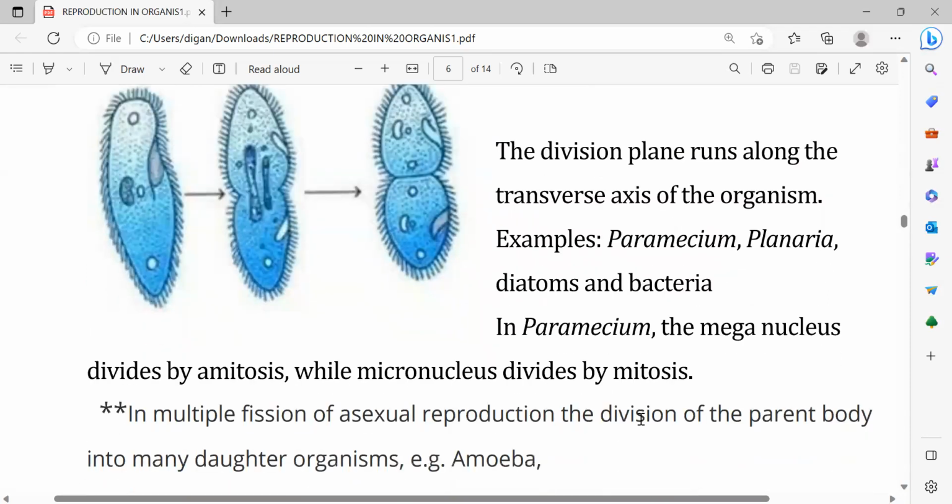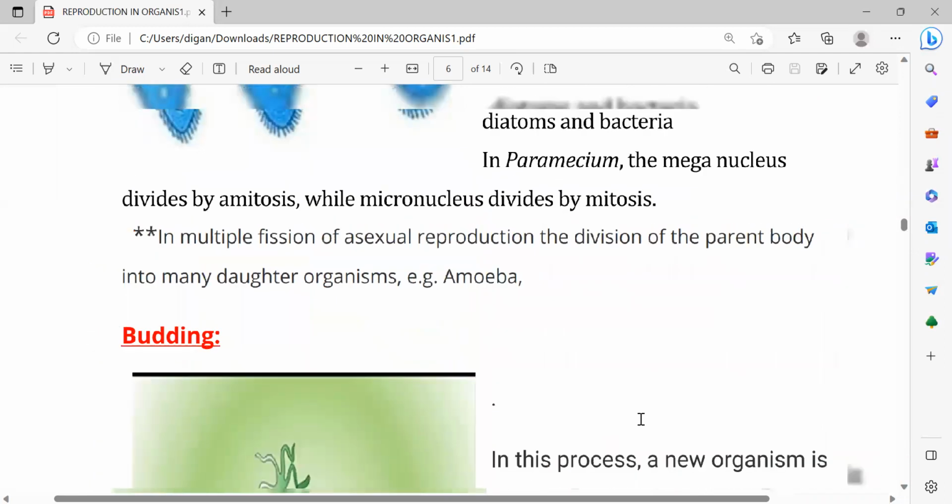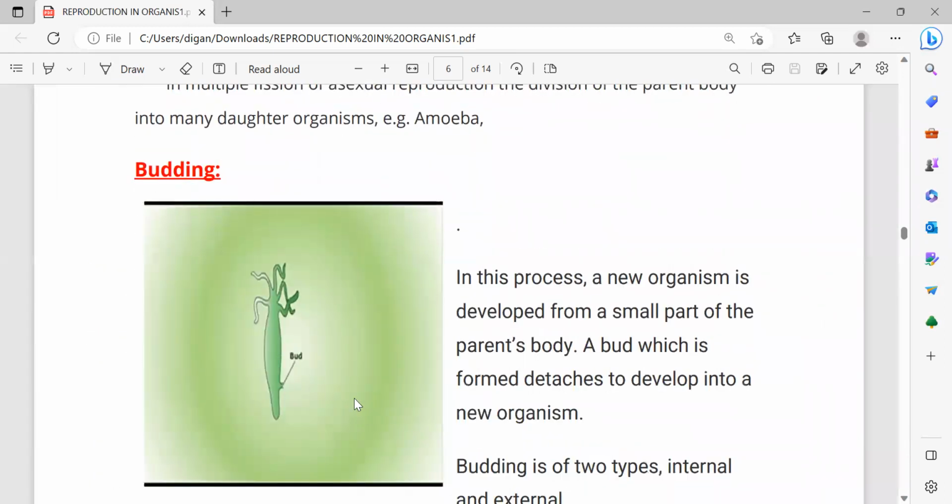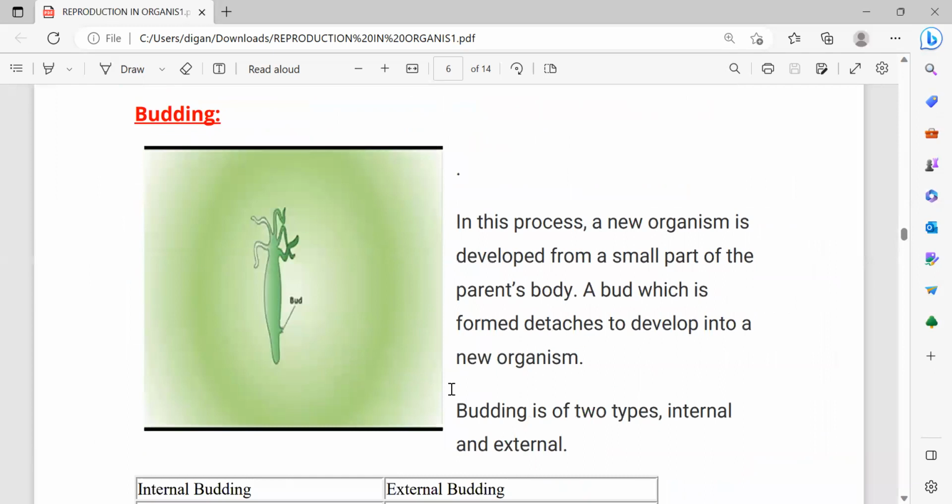The best example is paramecium. Now come to the second type of asexual reproduction, that is budding. So what is budding? In this process, a new organism develops from a small part of the parent body, and the bud which forms detaches to develop into a new organism. Look, this is a bud. From the parent body a bud is developed, and after it grows, the bud is detached from the parent body, falls down, and from the bud a new organism grows. That type is called budding.